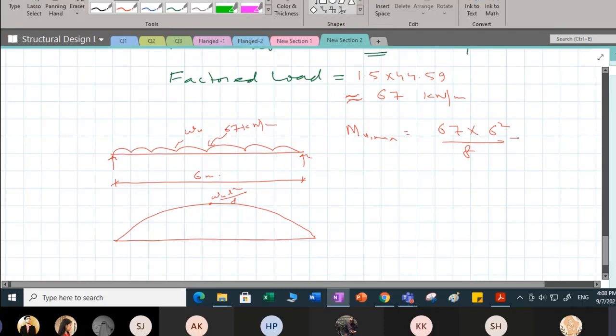So what is this maximum moment? 301.5 kilonewton meter. So I highlight this.